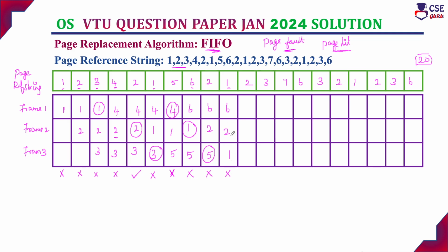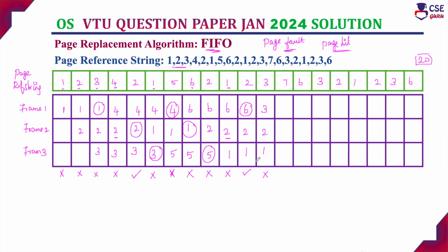And 2, it is available in frame number 2. So this will be considered as a page hit. 6, 2, 1, this is a page hit. 3, it is not available. The oldest one among these 3 is 6. 6 is the victim page, replace with 3. 2, 1, 3, this is a page fault.